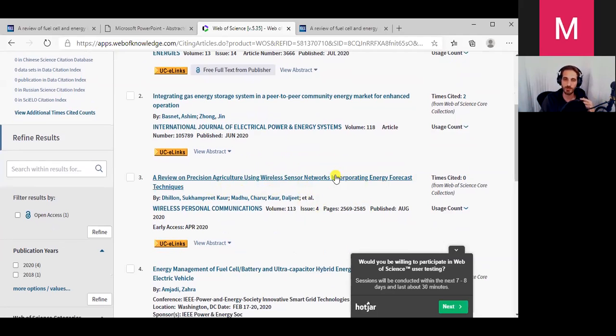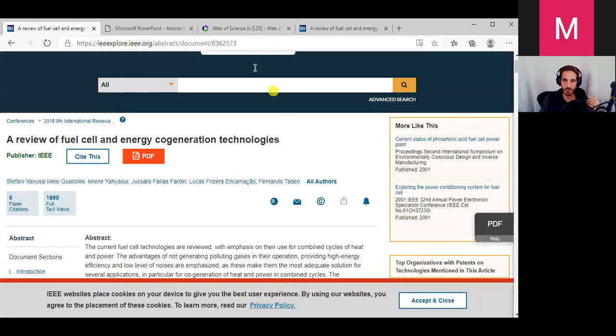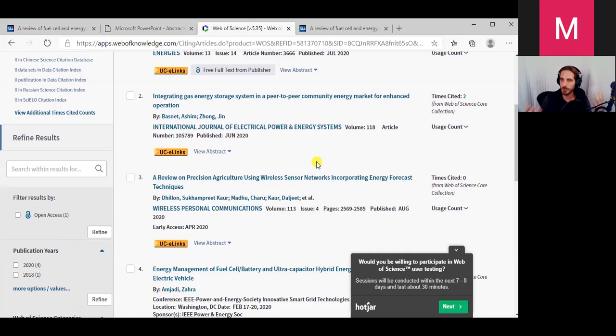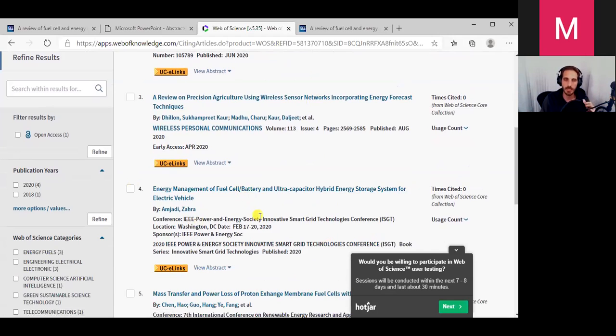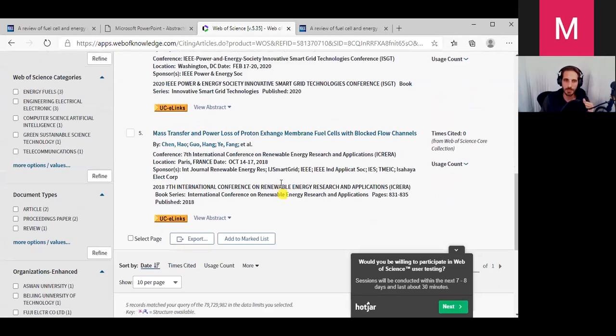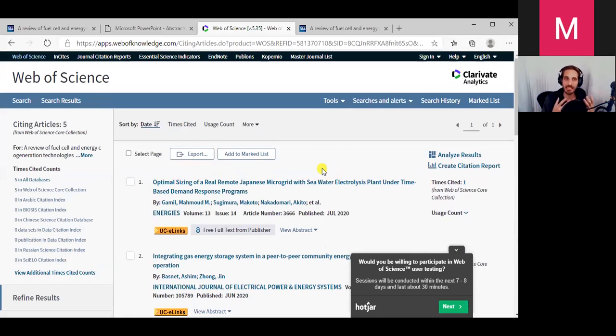Wireless sensor networks, right? You kind of wonder what these people had to do with our original paper, a review of fuel cell and energy cogeneration technologies. It's probably a sentence somewhere in that paper like, "an excellent review of fuel cell energy cogeneration is blah, blah, blah." So it's not surprising that we're striking out here in the forward-looking direction. Energy management, maybe. Mass transfer and power loss in proton exchange membrane fuel cells, no, nothing really helps me there. So we've gone in and hit a dead end of looking forward, right? For papers that have cited the paper that we're reading about right now, not much. Doesn't seem to be much that we're interested in.